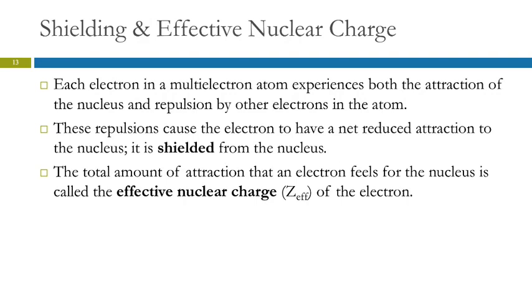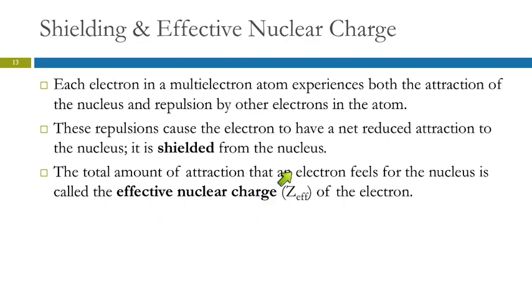Electrons are going to experience attraction of the nucleus, but they're also going to experience repulsions from the other electrons, because electrons have negative charges, and so they repel each other. The repulsions cause electrons to have a reduced attraction to the nucleus because these other electrons are sort of getting in the way. We call it shielding. The amount of attraction that an electron feels for a nucleus is called the effective nuclear charge of the electron. It's called Zeff for effective nuclear charge.